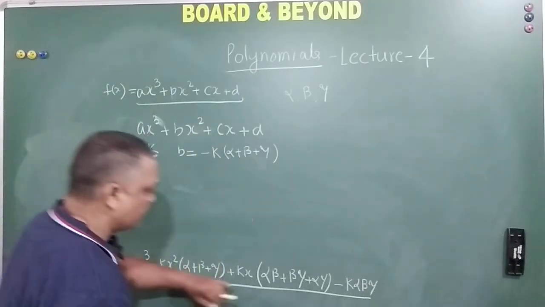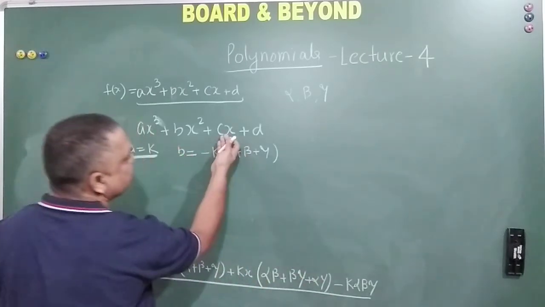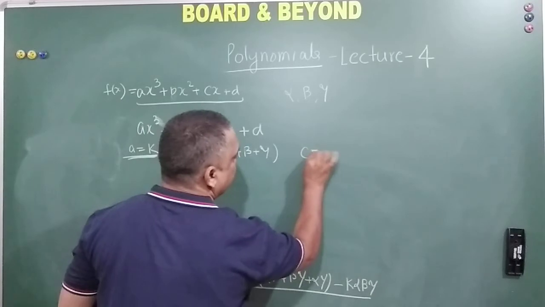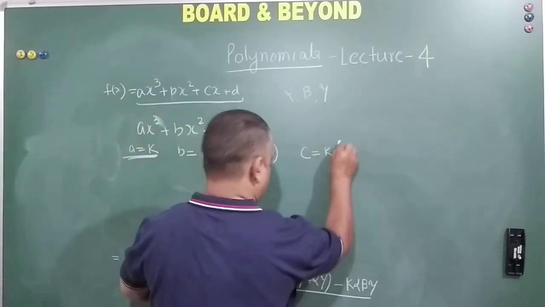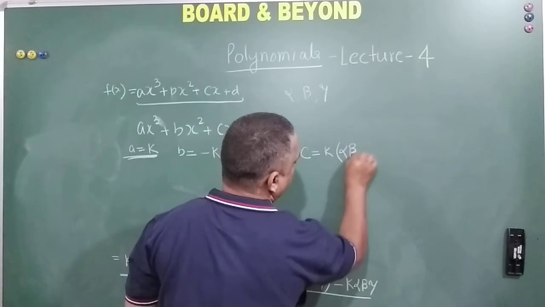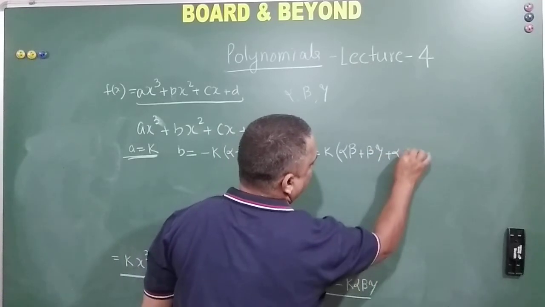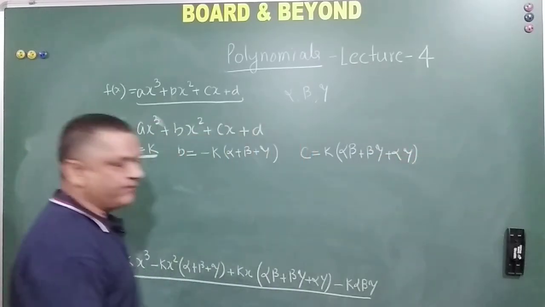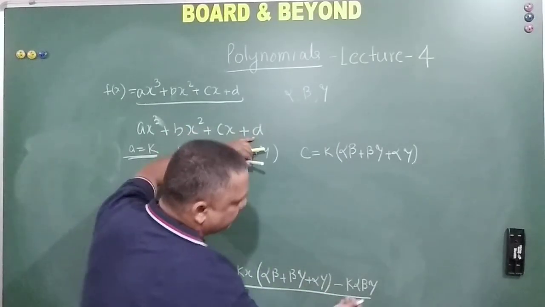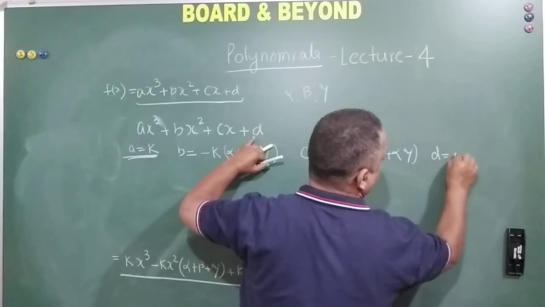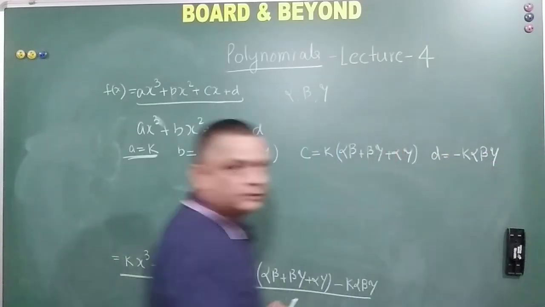Okay. Now coming on to this term, coefficient of x here should be equal to coefficient of x here. So c is equal to k into alpha beta plus beta gamma plus alpha gamma. Right friends? Okay. Now coming on to the last term, this is a constant term, so d should be equal to minus k alpha beta gamma.